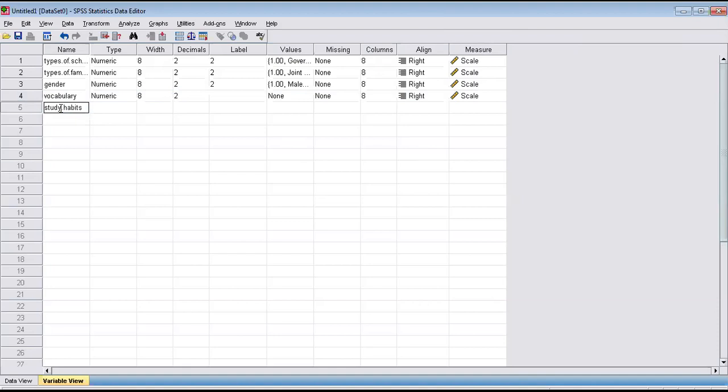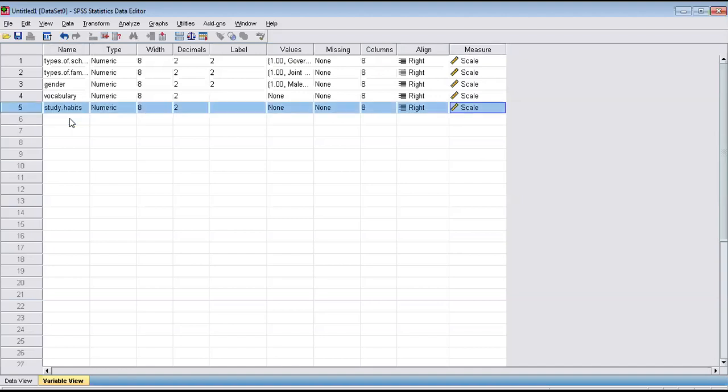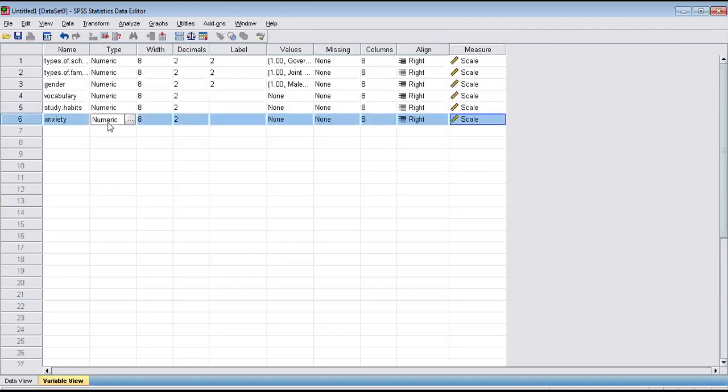And whenever you have a variable which has got two words or three words, and when you put it in the SPSS, between two words you should not keep a gap. You must put a full stop, because if you do not, then it will say illegal character. That I have already told you. So the study habit is my continuous, and then another was anxiety. And this is also a continuous variable.